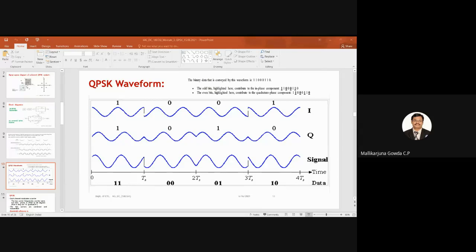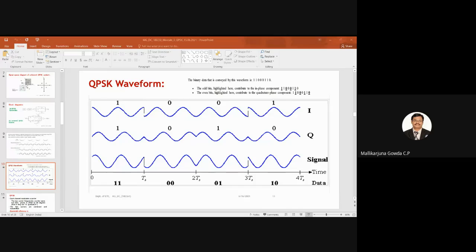Okay, so next one is 0, 0. For this 0, 0, the phase shift will be 225 degree, that is 5 pi by 4. So that is why it starts with 225 degree and ends with 225 degree.